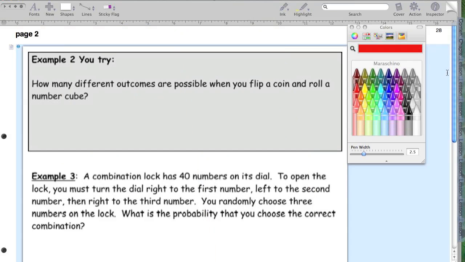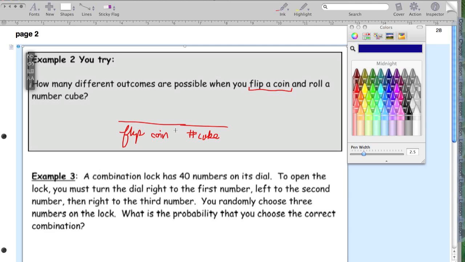Example 2, you try, says: how many different outcomes are possible when you flip a coin and roll a number cube? Okay, so we have 2 different events they're talking about here. The first one is flipping a coin, so we can write that in. And then the second one is rolling a number cube.